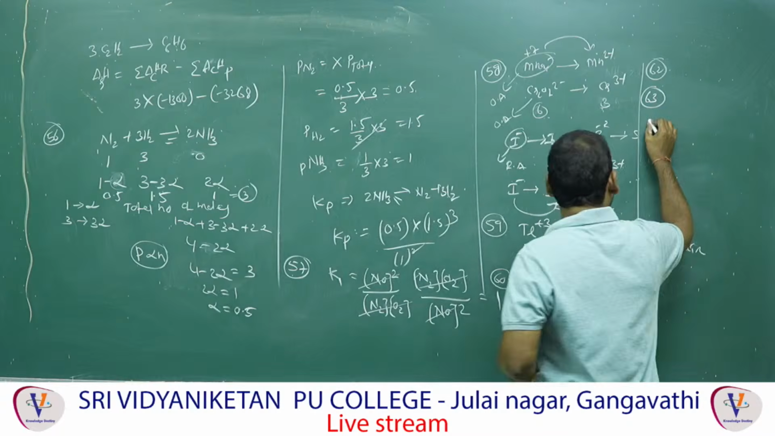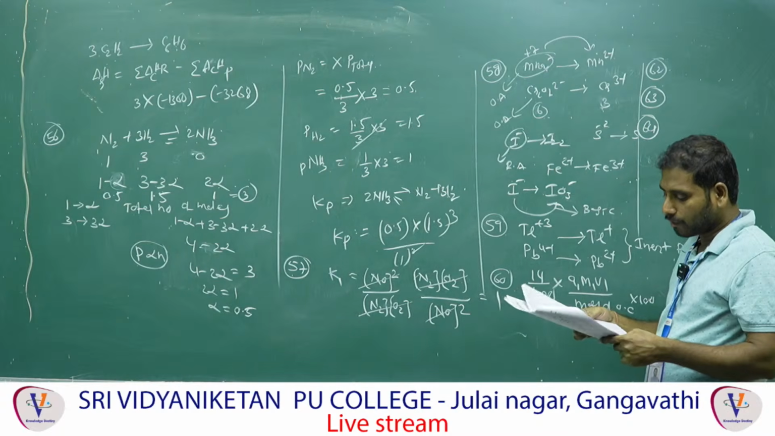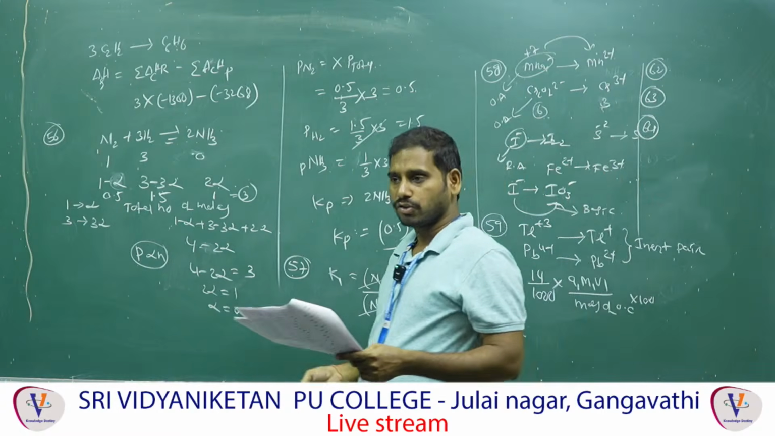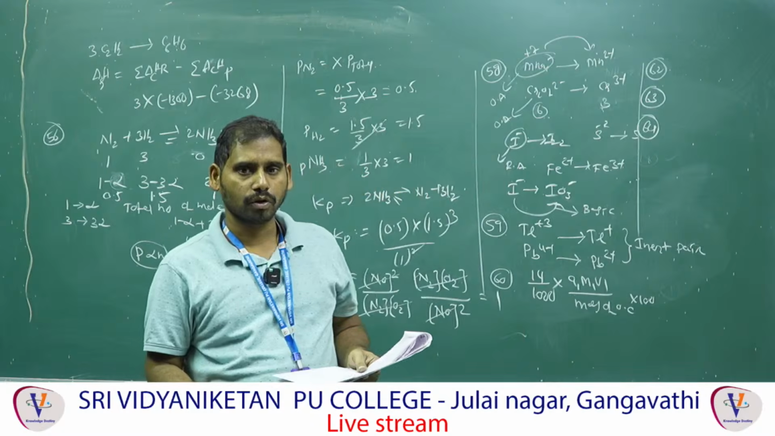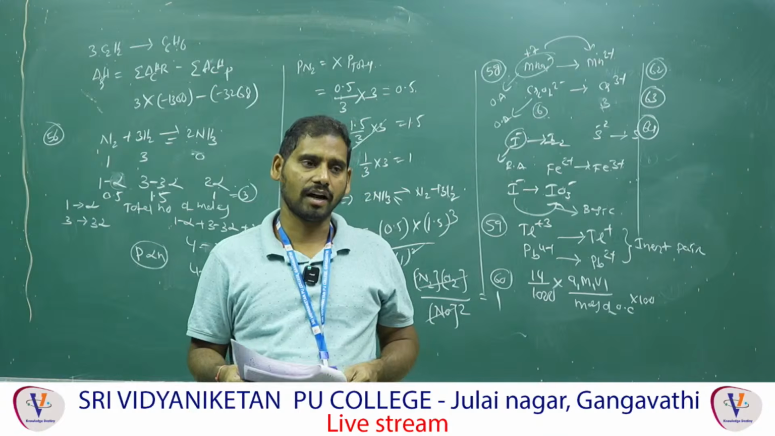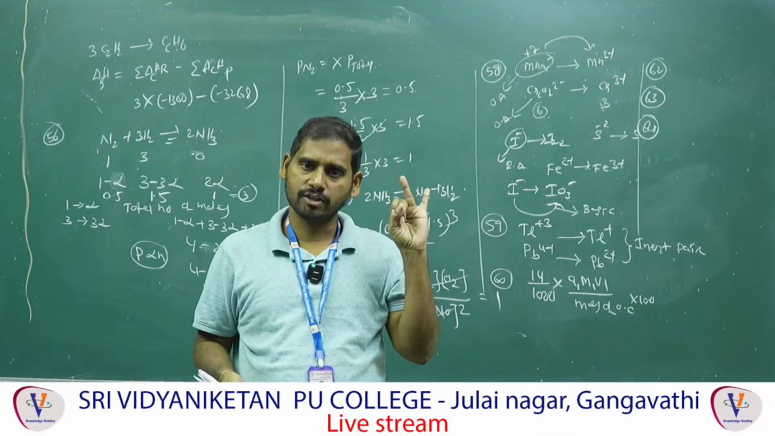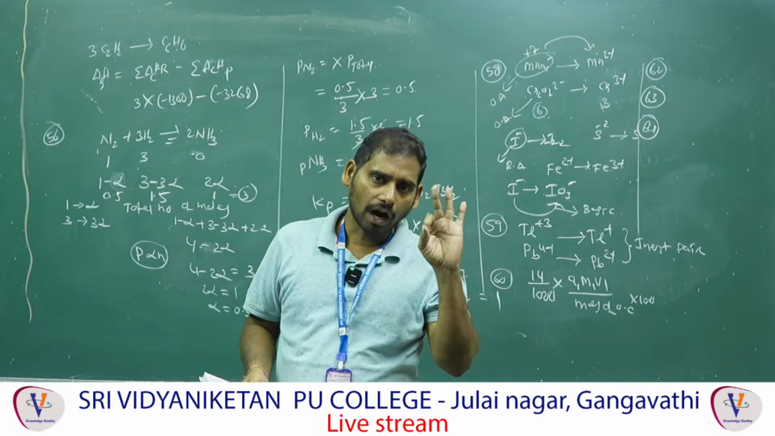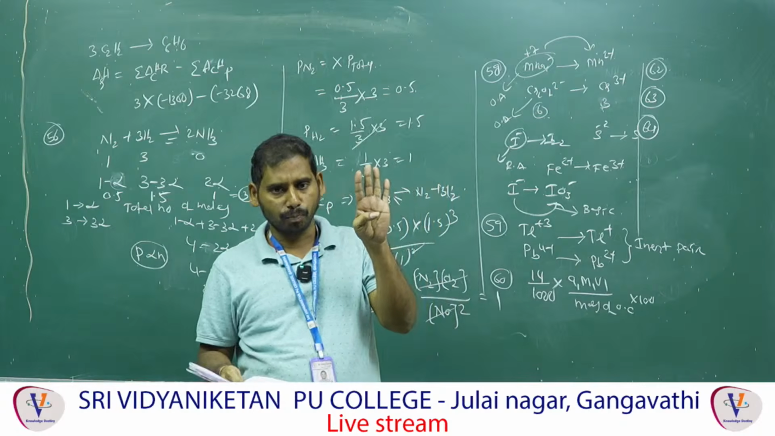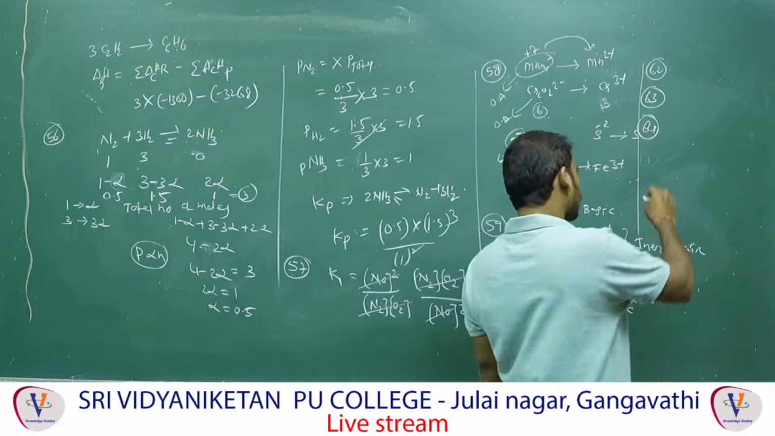Question number 64. Among the following, which are aromatic? Aromatic means it has to satisfy conditions: conjugation, sp2 hybridization, planar, and 4n plus 2 pi electrons. That is called aromatic.